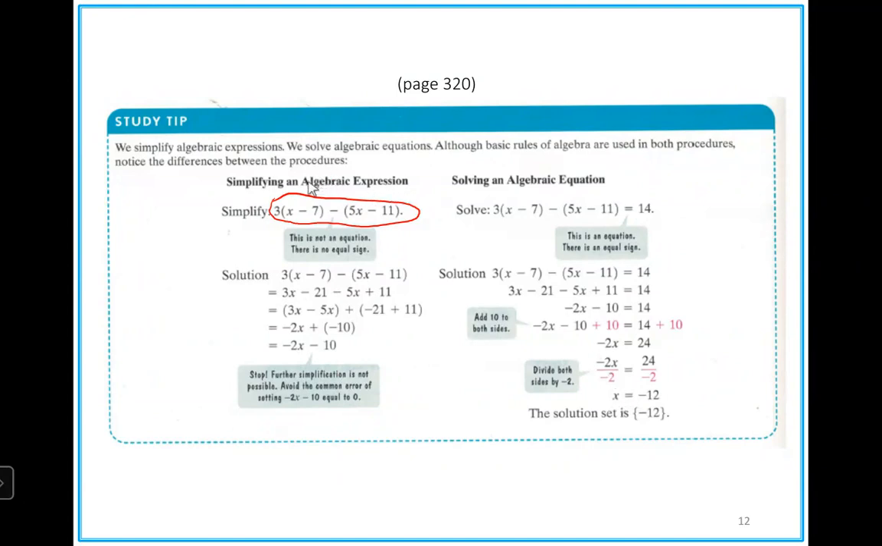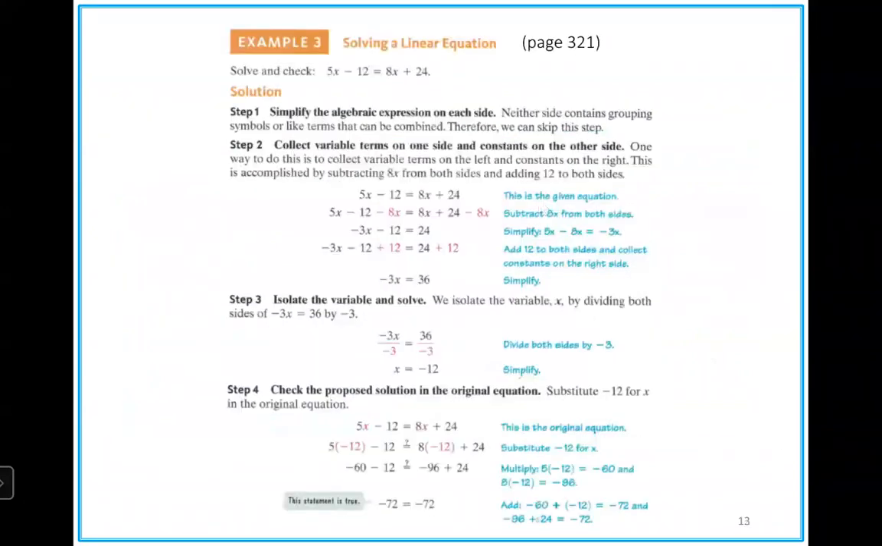When you have an algebraic expression which doesn't have the equal sign, the most you could do is try to simplify it as far as you can, and that's it. But you don't end up saying that x is equal to any value because it's not an equation. Okay, so moving on then, we have this equation that has variables on the two sides.